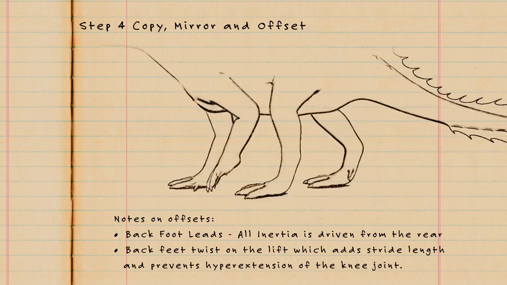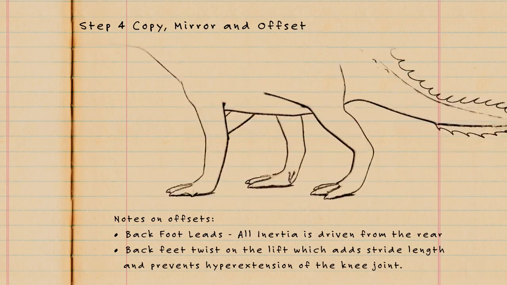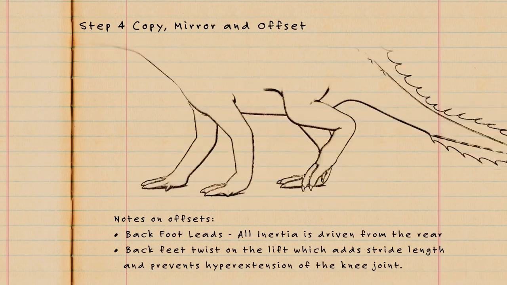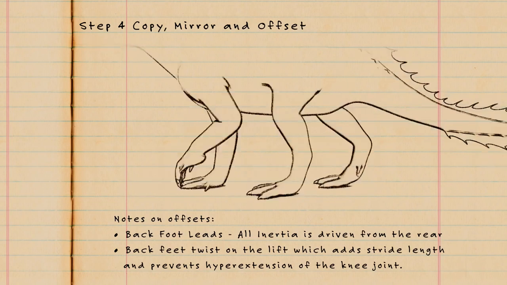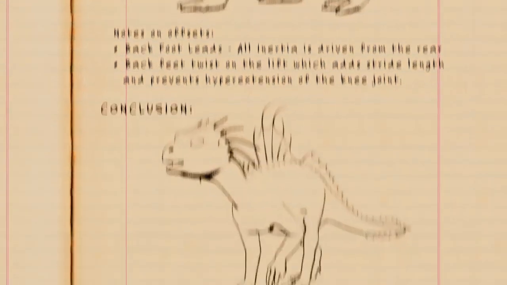Now, some notes on the offsets. As I said before, in a quadruped, the back feet lead. Also, the back feet will often twist on the beginning of the lift phase, which gives the leg further length and prevents hyperextension in the knee joint.